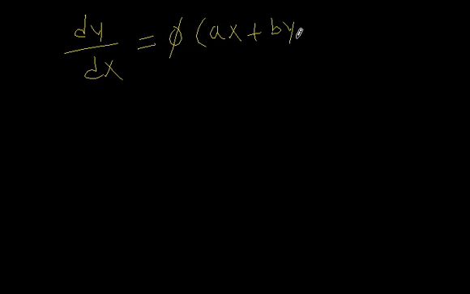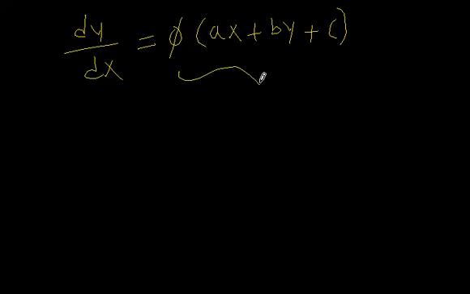Some of the equations can be transformed to one in which variables are separable. Let me consider one example. I'm writing the general form dy over dx is equal to phi of ax plus by plus c. Here the right hand side is an expression involving ax plus by plus c.